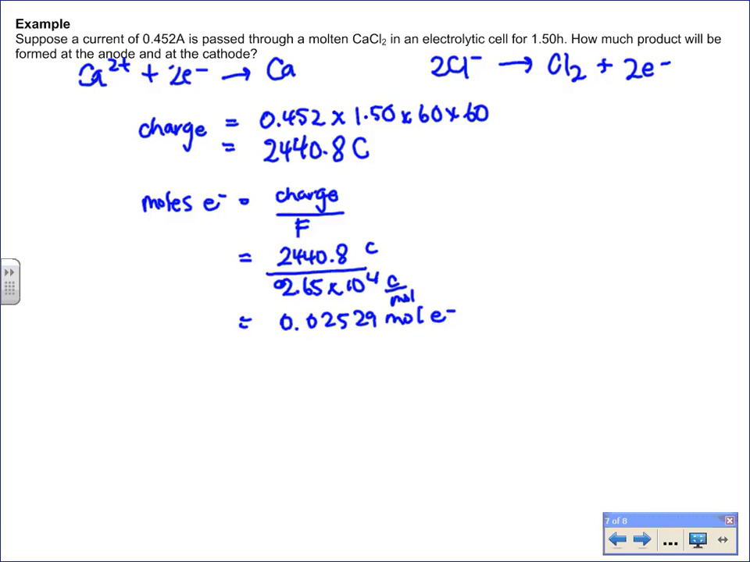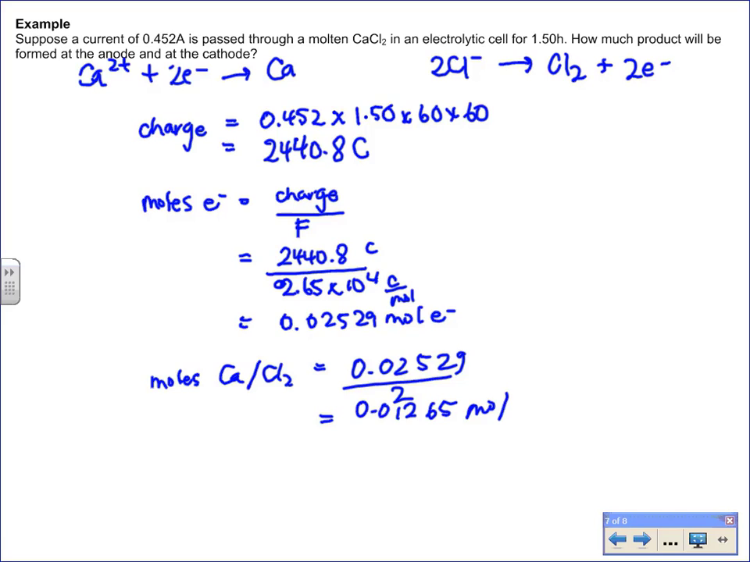Now we've gotten it to the point where it's stoichiometry. For every 2 moles of electrons that were transferred to the calcium, 1 mole of calcium is produced. For every 2 moles of electrons, 1 mole of chlorine was produced. So the moles of calcium and of chlorine are found by taking the moles of electrons and dividing by 2, because we have a 2-to-1 ratio there. That's the moles of calcium.